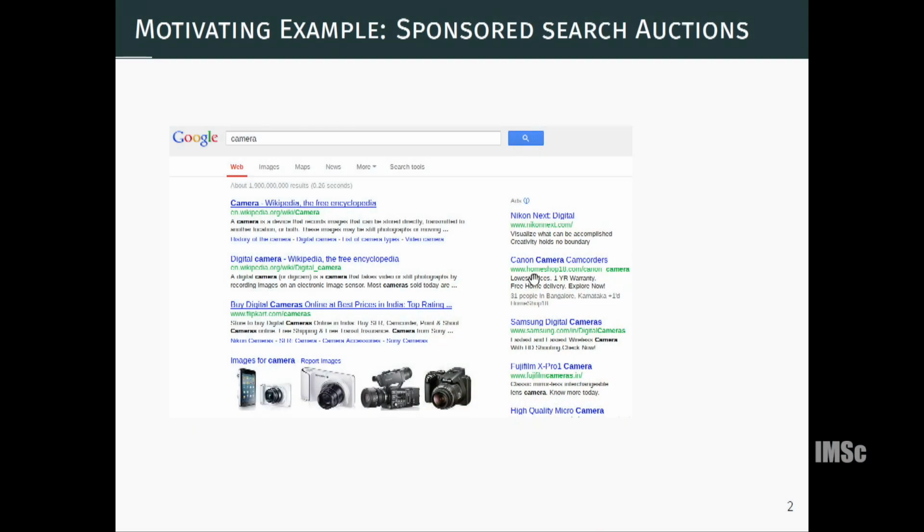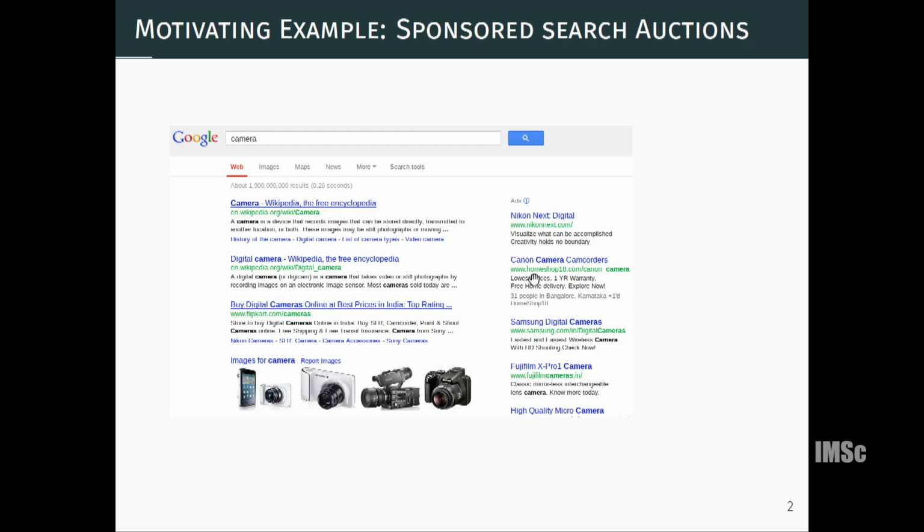So what happens in the sponsored search auction, and you will see a lot of this in my second lecture, but let's try to understand what this application is. Everyone knows Google search auctions. The idea is basically whenever I search for a keyword, camera, let's say, on Google, apart from showing all the results, it also shows some ads here, right?